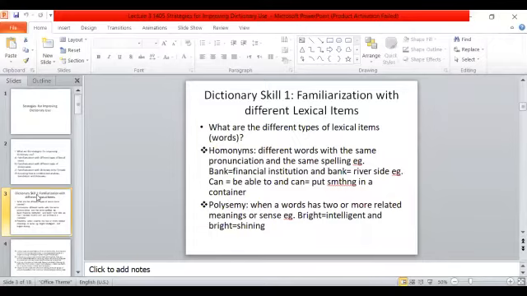Another type of lexical item is polysemy. Polysemous words are words that have related meanings. So the word bright: bright can mean intelligent and bright can mean shining. The fact that these are polysemous words and not homonyms depends on the relationship between intelligent and shining. When someone is intelligent, his brain shines. Therefore, there is a relationship between bright meaning intelligent and bright meaning shine, and therefore it is a polysemy.